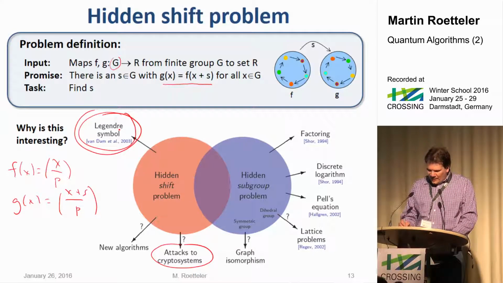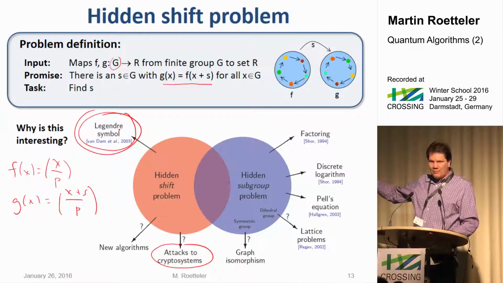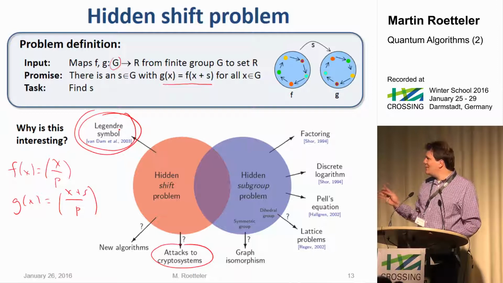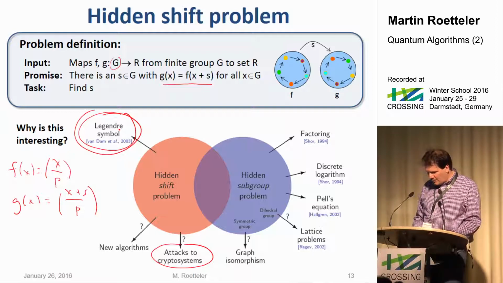There is some overlap between this hidden shift problem on the left and the hidden subgroup problem that I briefly touched on in the morning, and I'm going to go into a little more detail later. There are several applications of the hidden subgroup problem. Factoring and discrete log we've already seen. The Pell equation is another, and it even relates to lattice problems and graph isomorphism. We don't know that about the hidden shift problem yet. So we don't really have nice killer applications for the hidden shift problem, but it's certainly a nice algebraic problem where there's hope that a quantum computer could outperform classical computers.